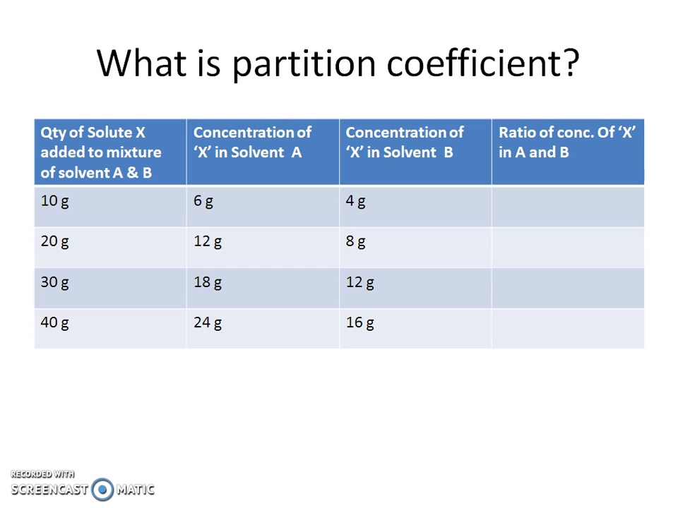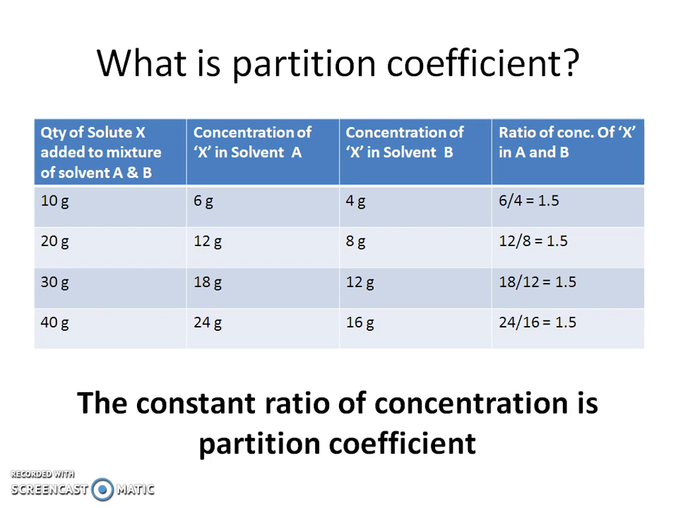Now see, if we take the ratio of concentration of X in A and concentration of X in B, this is 6 by 4, and so this ratio is 1.5. 12 by 8, ratio is 1.5. 18 by 12, ratio is 1.5. And 24 by 16, ratio is 1.5. So this constant ratio, that is 1.5, is called partition coefficient. So the constant ratio of concentration is partition coefficient.